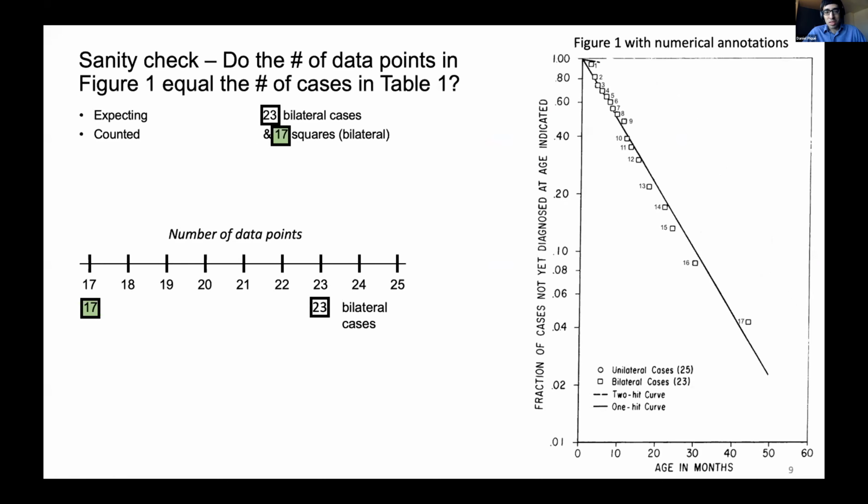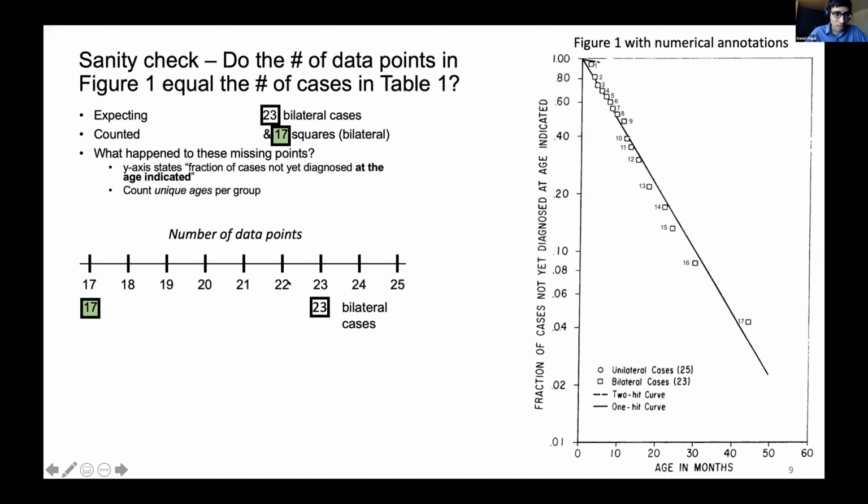So why was this? Where are these missing data points? To explain this, I'm just going to focus for a second on the bilateral cases. Again, we're expecting 23 bilateral cases, and we have 17 that are shown on the plot. So what happened to these missing data points? If we look at the y-axis, it states the fraction of cases not yet diagnosed at the age indicated. This meant to me that I only needed to include one data point per age.